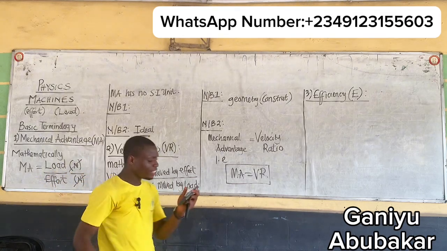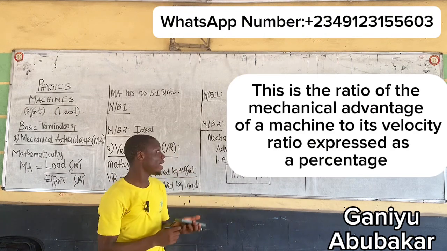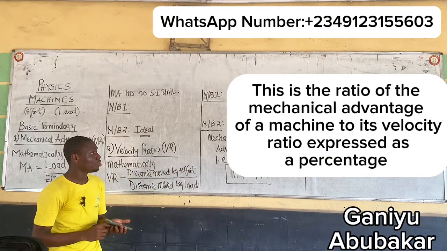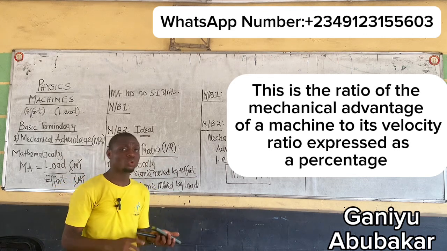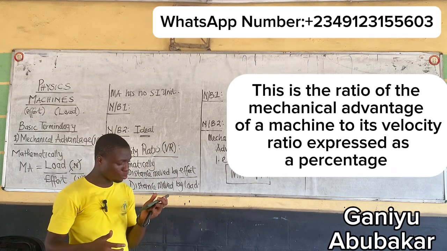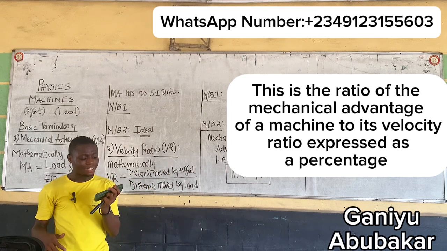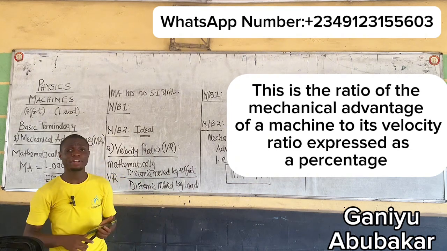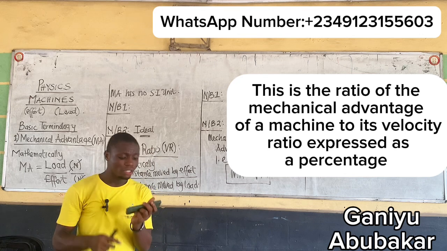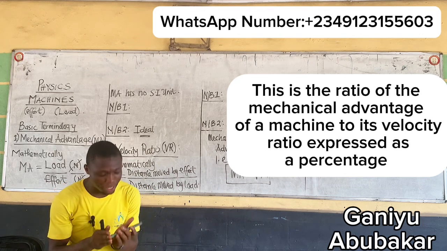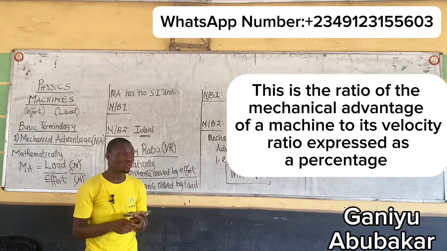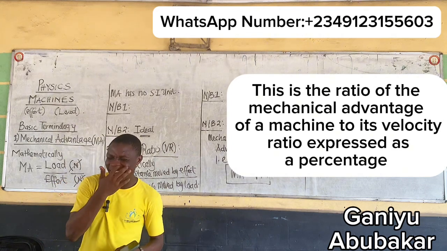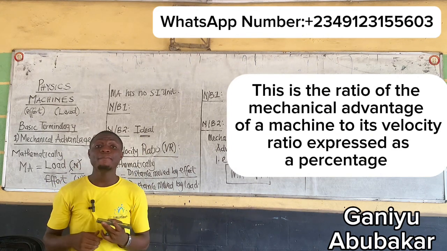Efficiency, please. This is the ratio of the mechanical advantage of the machine to its velocity ratio, expressed as a percentage.